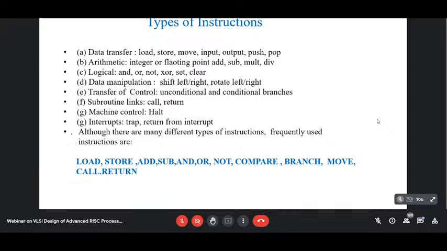And in the machine, there must be some means to stop it. It's called machine control. These are halt instructions. Then some interrupt instructions will be there, like trap or return from interrupt, etc. So, although there are many different types of instructions, frequently used instructions are load, store, add, stop, and, or, not, compare, branch, move, call, return. So these are the most common instructions out of all these.